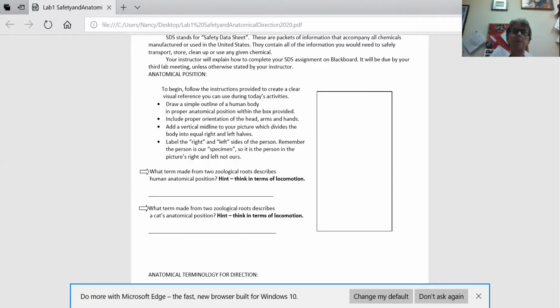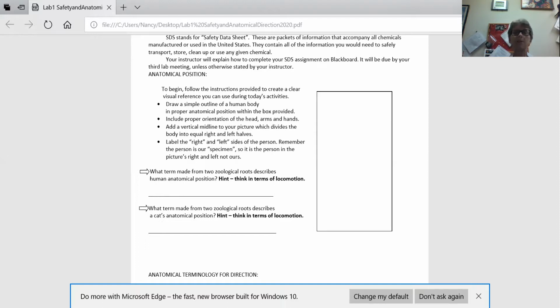So in anatomical position, you would be standing or lying, legs together, feet together. If you're standing up, your feet are flat on the floor, your arms are down at your sides, your palms are facing forward, and your head is straight. That is standard anatomical position.